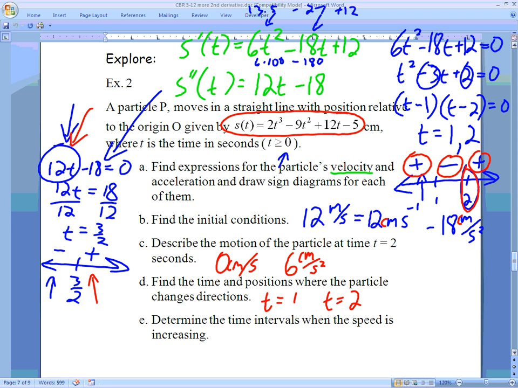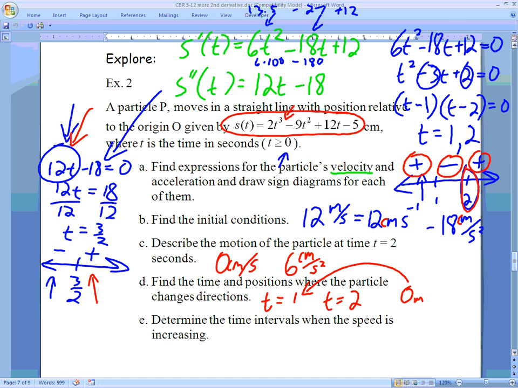Okay, so we are at 1, or I'm sorry, 1 is my time, and my position is 0 meters for that first one, which goes over here. And then for my second one, I plug in a 2. What do we have?